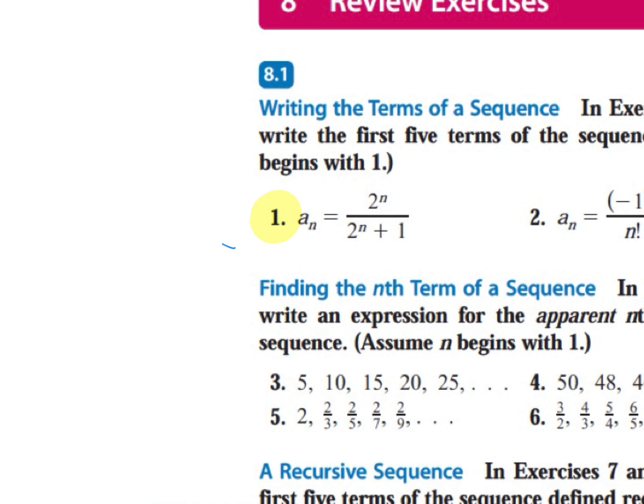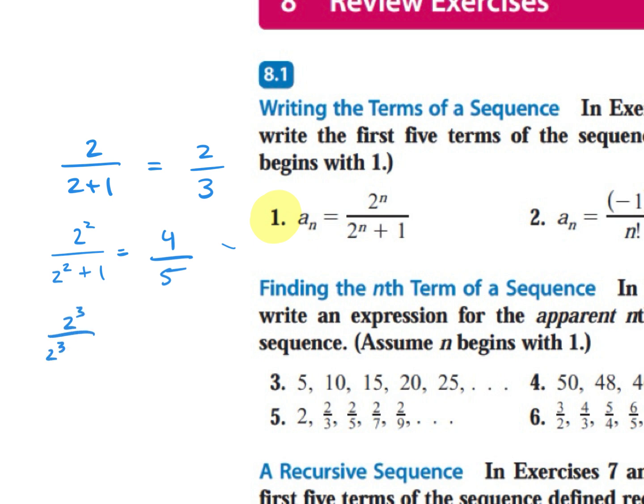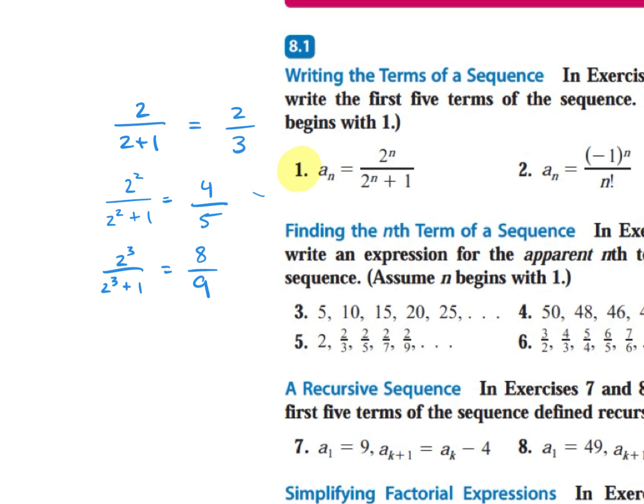So for 1, when we plug in 1, we'd get 2 over 2 plus 1, which would be 2/3. For my second term, we have 2 squared over 2 squared plus 1. So this would be 4 over 5. Third term, we have 2 cubed over 2 cubed plus 1. So this would be 8 over 9, and so on. Any questions here? So our answer would be written like 2/3, comma 4/5, comma 8/9.